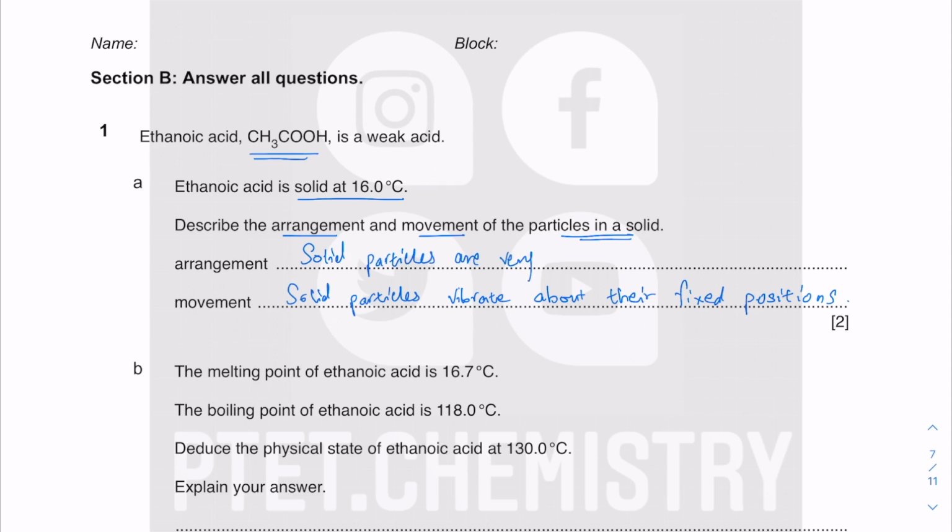very closely and tightly packed. Essentially, what we can be thinking about is the term compact. Okay, very compact packing.